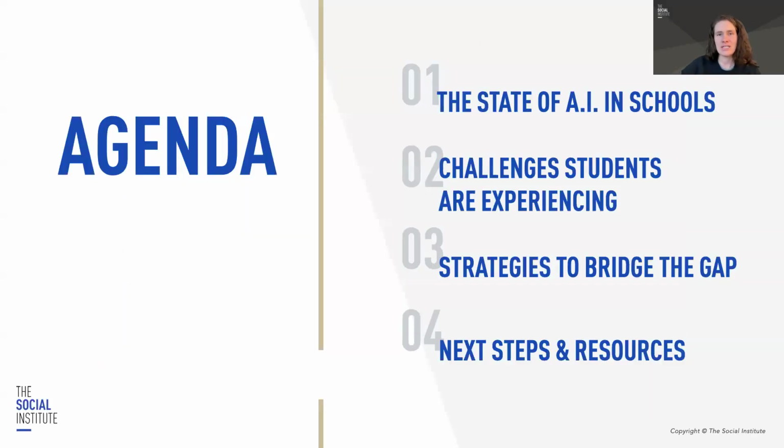Digging into our agenda, we are going to touch on a few different areas here. To start, we will touch on the state of AI in schools. Then we're going to move over to the challenges that students are experiencing. We'll talk about some strategies to bridge that gap, and then some next steps and resources. And I have some things for you to take away to your communities today. But to start, again, we're going to talk about the state of AI in schools.